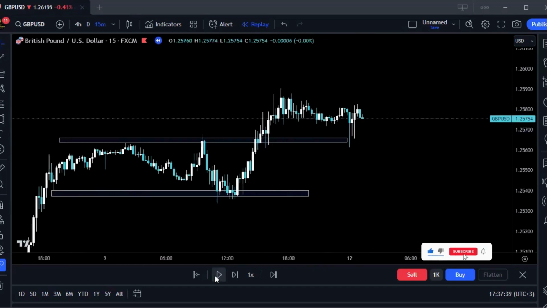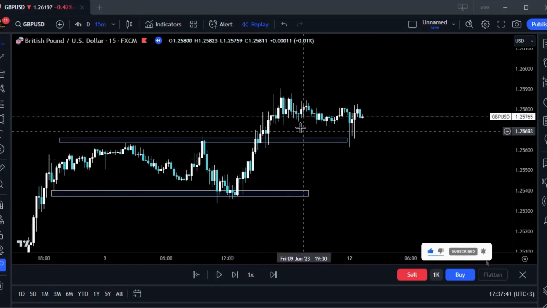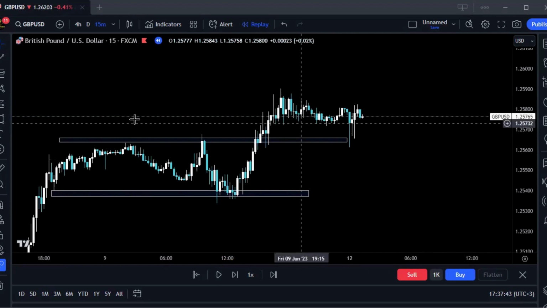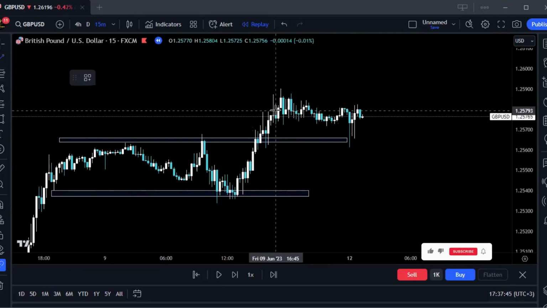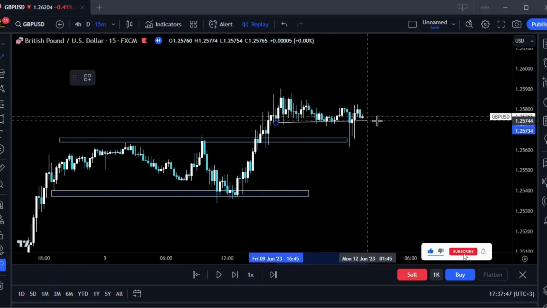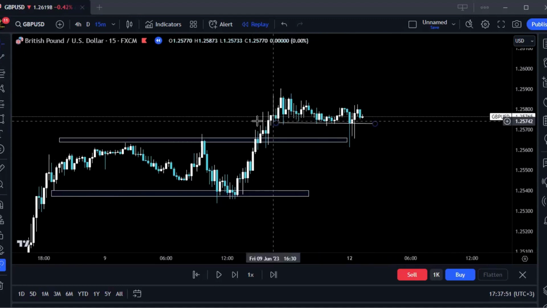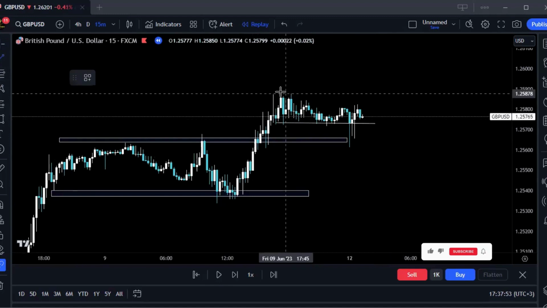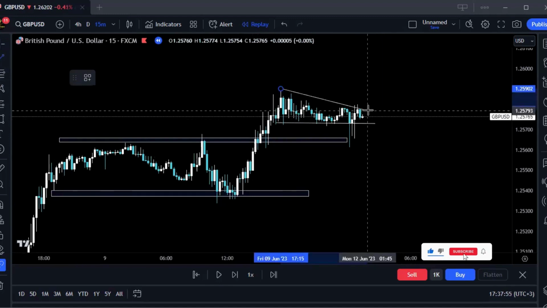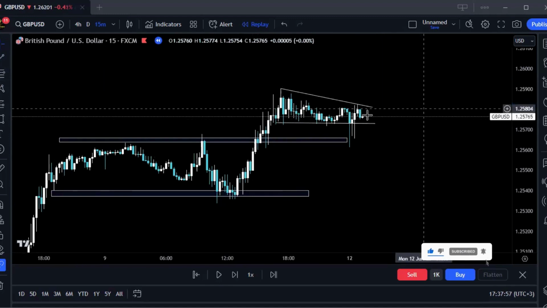Okay, so let's pause. How's the trend still looking? So the trend still hasn't changed. You see prices are being rejected from closing below this low. So let's see how it plays out.